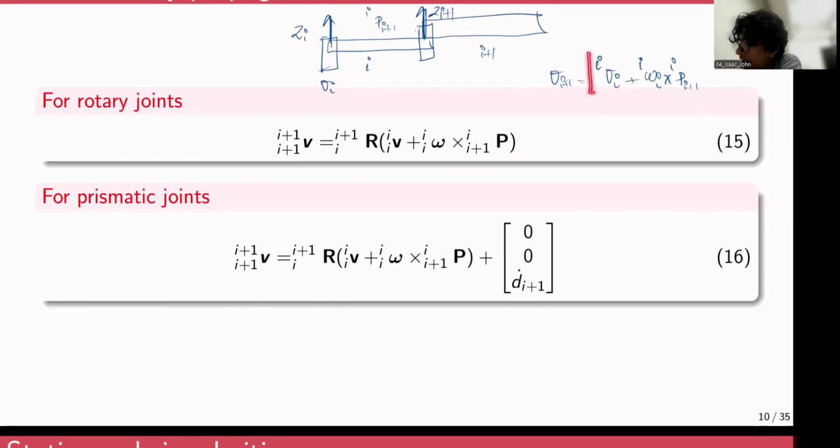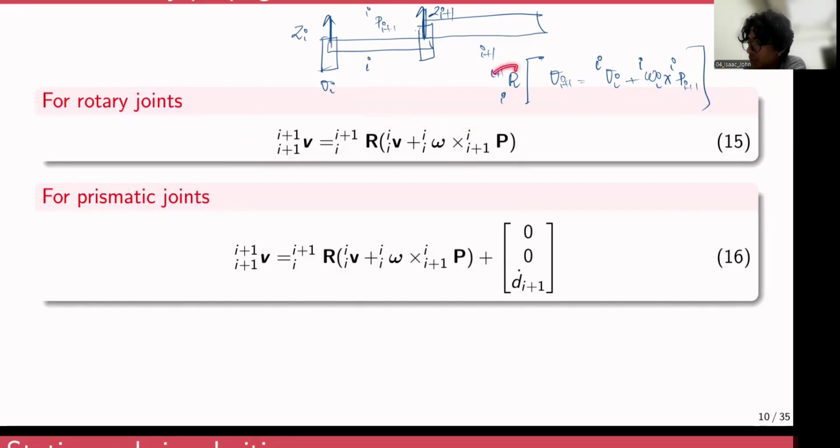And if you want everything to be referred with respect to the I plus 1 frame of reference, you have to multiply this entire equation by the appropriate rotation matrix. So if you multiply the left-hand side and right-hand side with R I plus 1 with respect to I, you will end up with this equation.